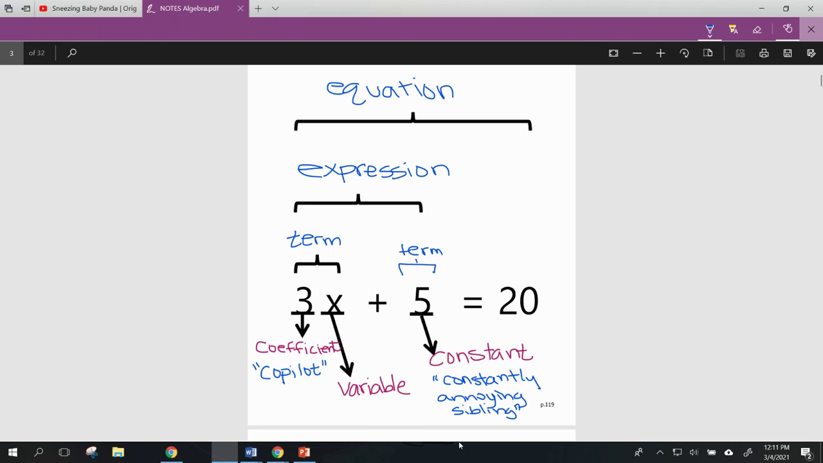We're going to hear the term coefficient, our co-pilot, right next to our variable. We're going to hear the term variable, our unknown, our letter in our problem. And we're going to hear the vocab word constant, right? Our constantly annoying sibling, keeping it at an arm's distance, either adding or subtracting something in our expression, equation, or our inequalities that we'll work with later in this unit.